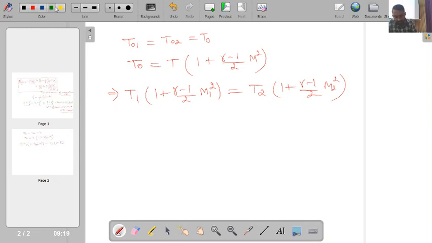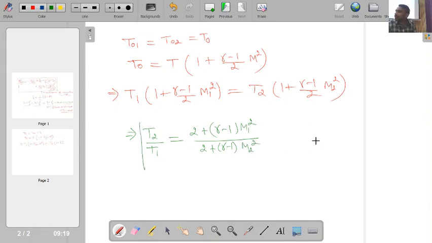And from here if I further simplify, I will find that T2 by T1 will be equal to 2 plus gamma minus 1 into M1 square divided by 2 plus gamma minus 1 into M2 square, and 2 will be cancelling out in the denominator. So this will be my ratio of T2 by T1.